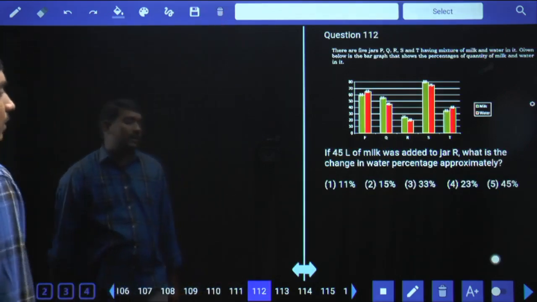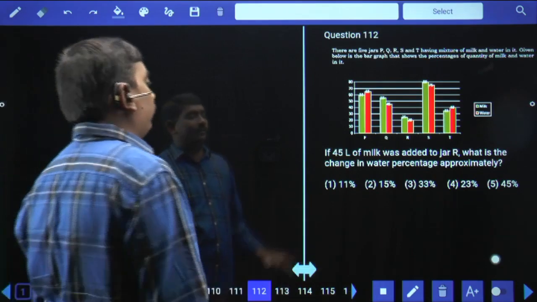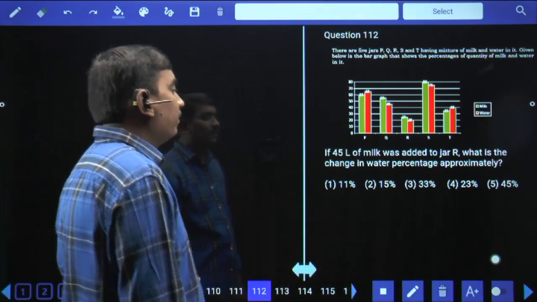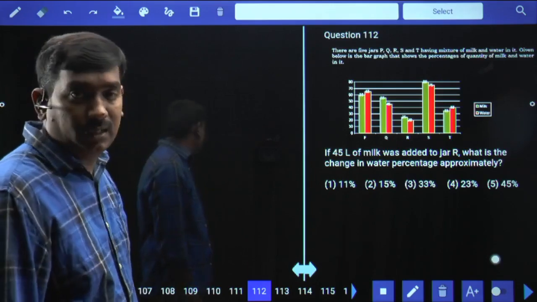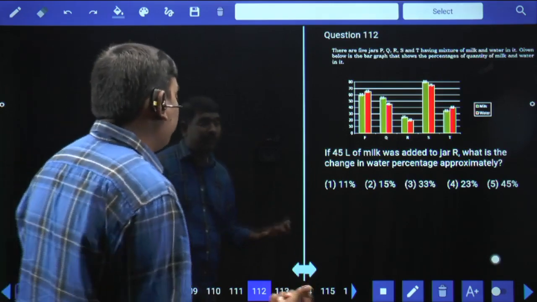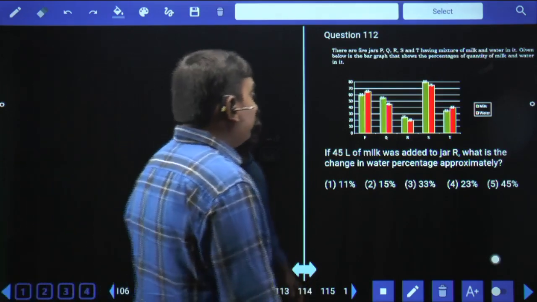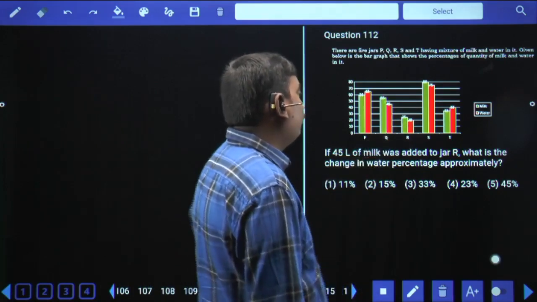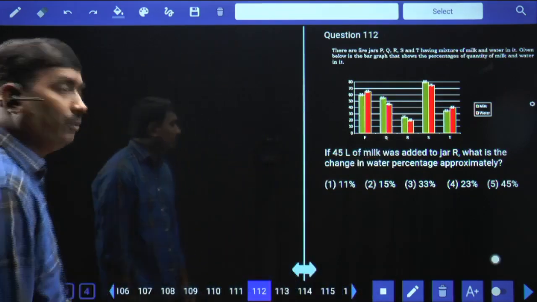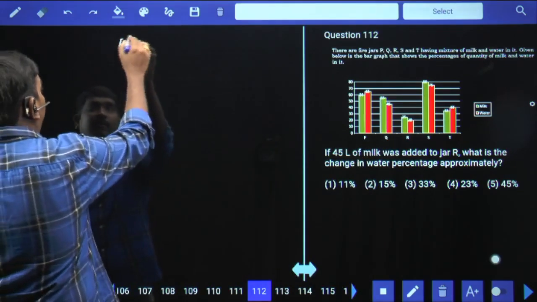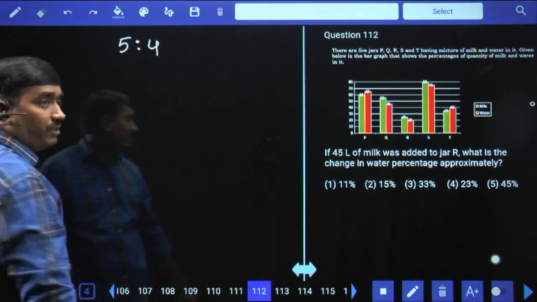Next. 45 liters of milk was added to jar R. What is the change in water percentage approximately? Jar R is 25 is to 20, which is 5 is to 4. Initial quantity 5 is to 4.